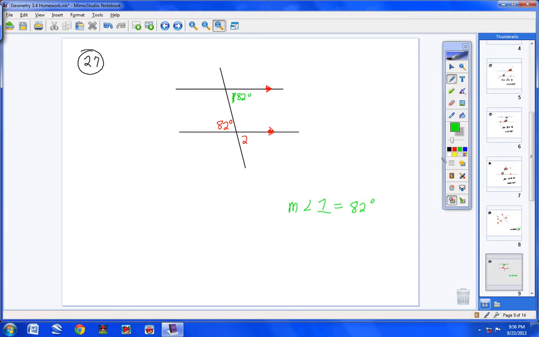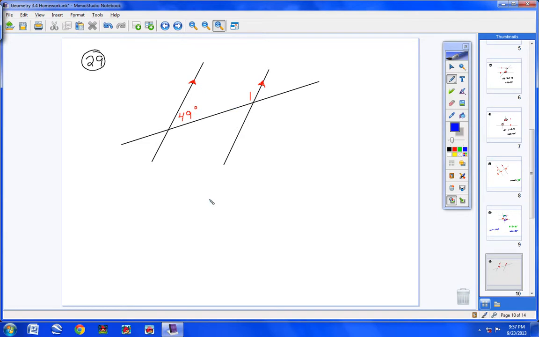Now, I know something special about this angle here and this angle here. Notice they're both on the same side of the transversal. They're both on the right side of the transversal. And notice they're both below the parallel lines. Below this parallel line, below this parallel line. We call those types of angles corresponding angles. And we know that corresponding angles are congruent. So if this is 82 degrees right here, then the measure of angle 2 also has to be 82 degrees. 82.